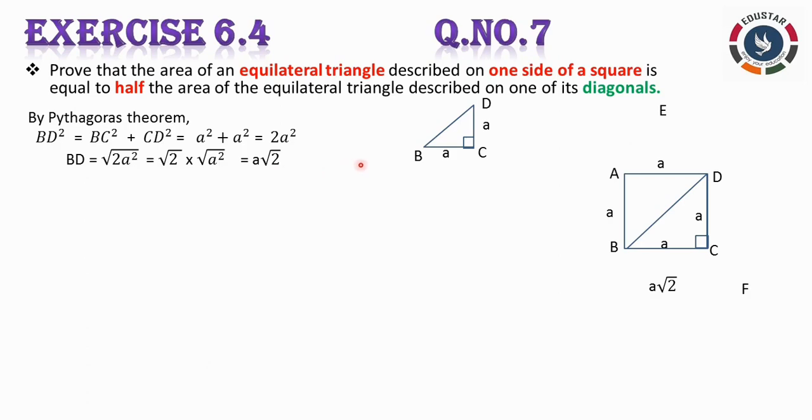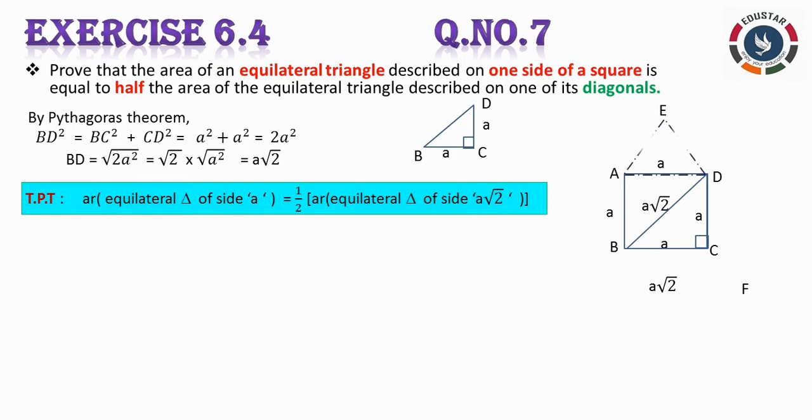Can you understand? So we found the diagonal, and now you are going to construct two equilateral triangles based on the given condition. An equilateral triangle described on one side of a square. So what is the side of the square? a, right? With that side, we are going to construct one equilateral triangle AED. Another equilateral triangle, the yellow colored one, BFD, of side a root 2. What is the special character of an equilateral triangle? Yes, all sides are equal.